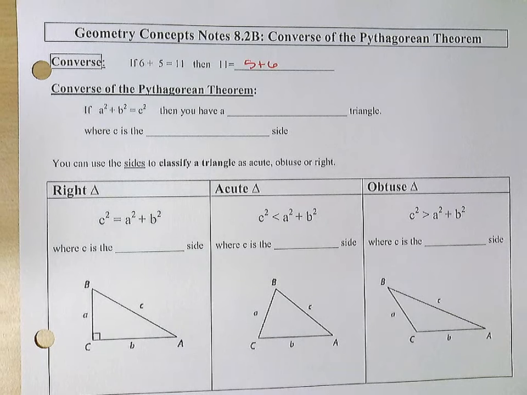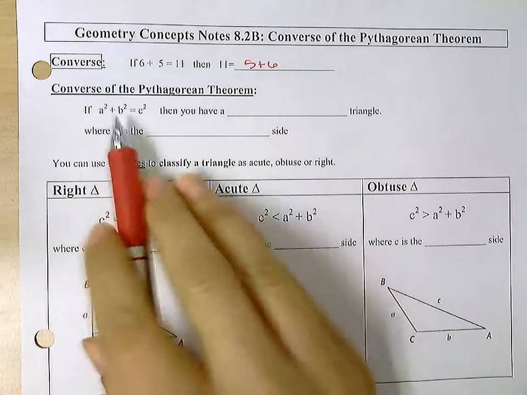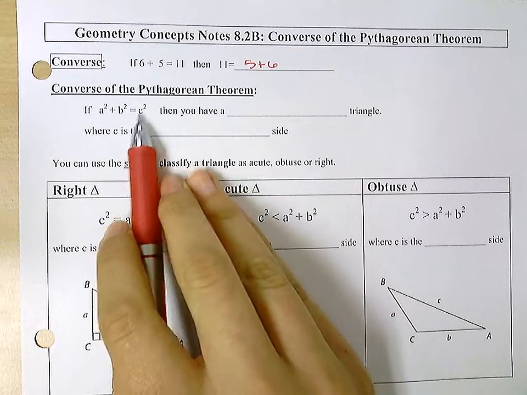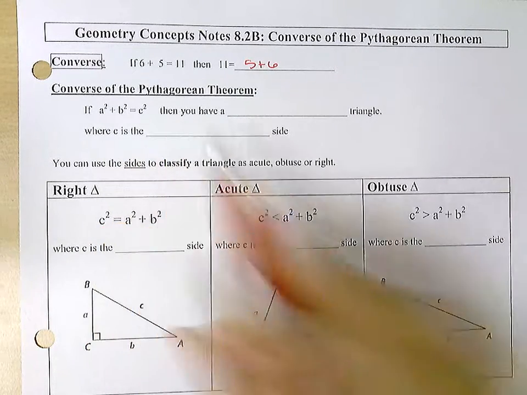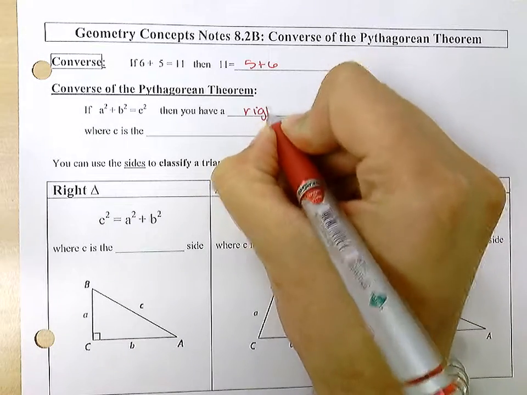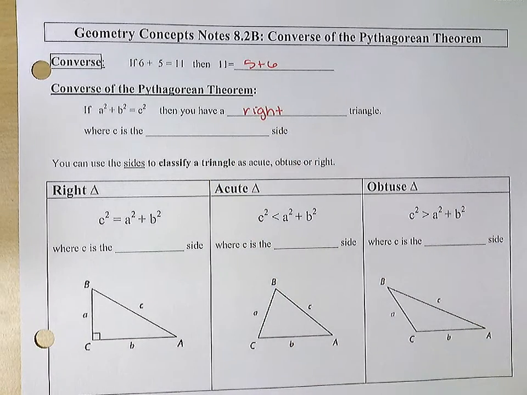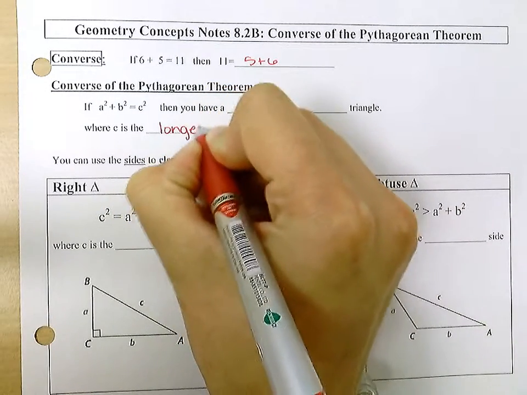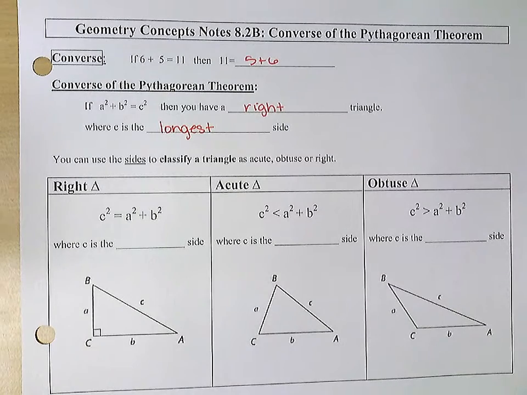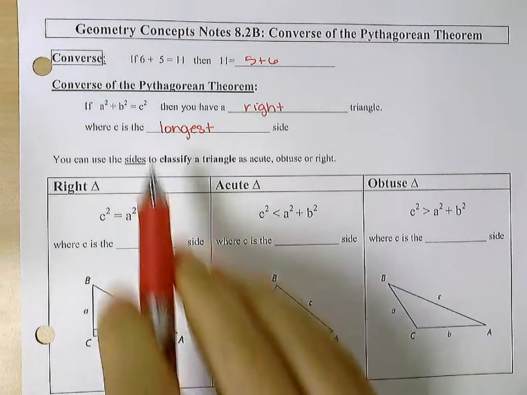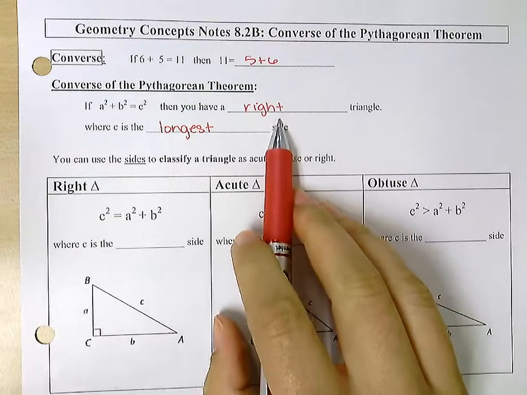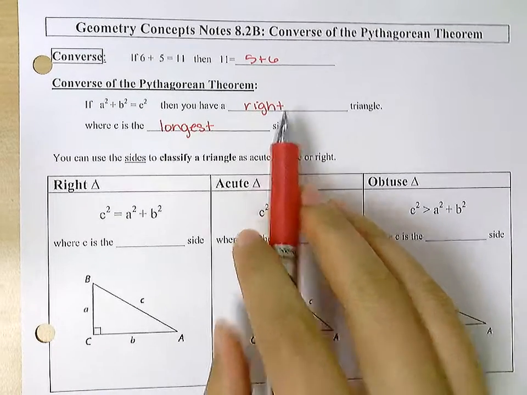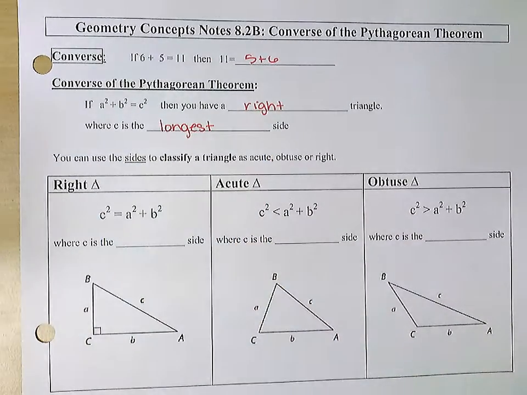So then the converse of the Pythagorean theorem states if we have a squared plus b squared equals c squared, then you have a right triangle where c is the longest side. Okay, so if you have this equal sign here, you have to have that 90-degree angle, making it a right triangle, where c is the hypotenuse of that right triangle. It is also the longest side.